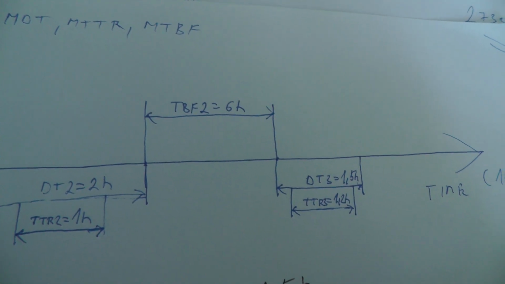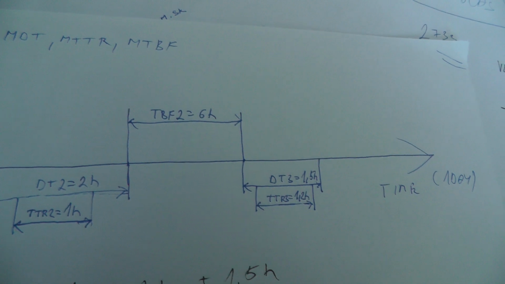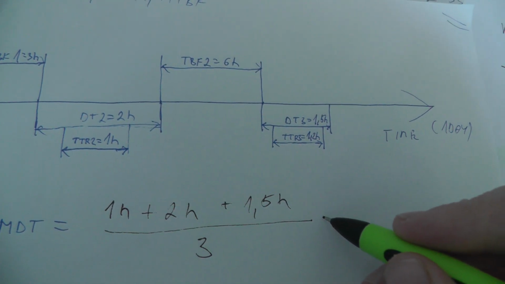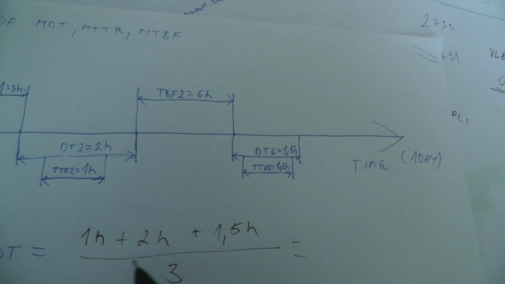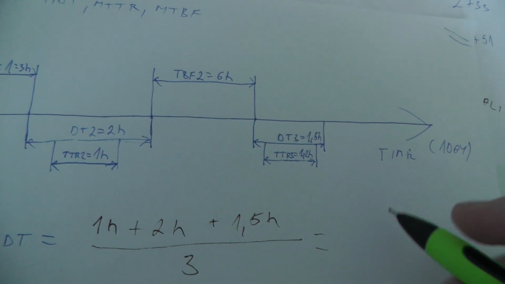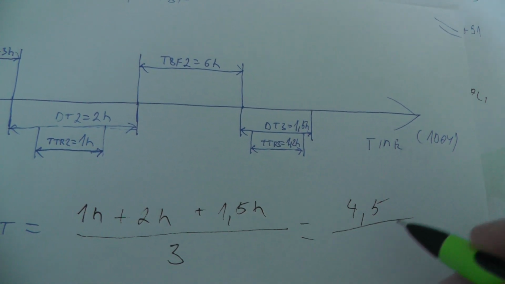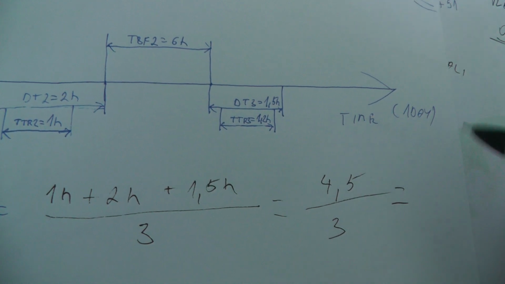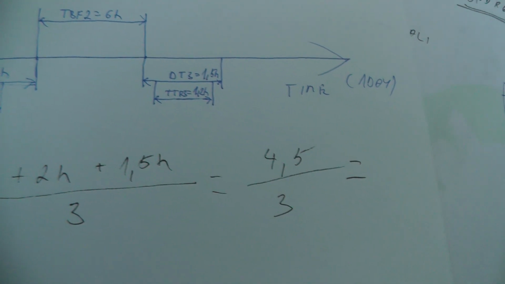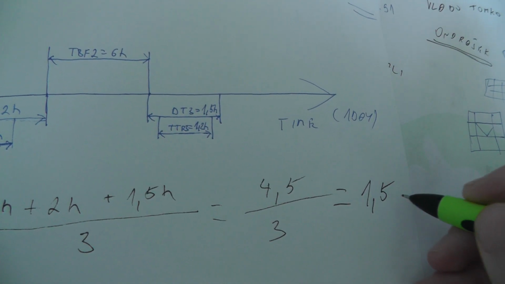and we can divide this by the number of downtimes. It means 1, 2, and 3, so divide it by 3, and it is equal to 1 plus 2 is 3, plus 1.5 is 4.5, divided by 3, and it is 1.5 hours.